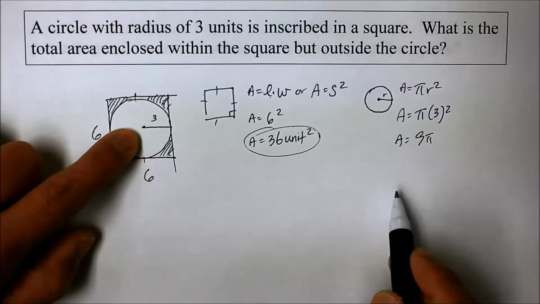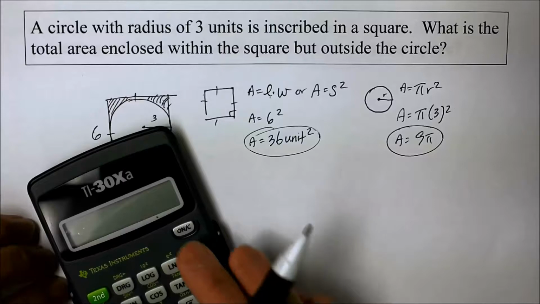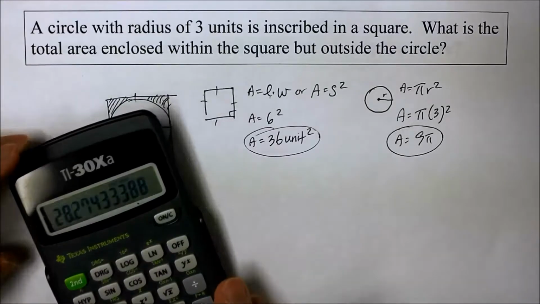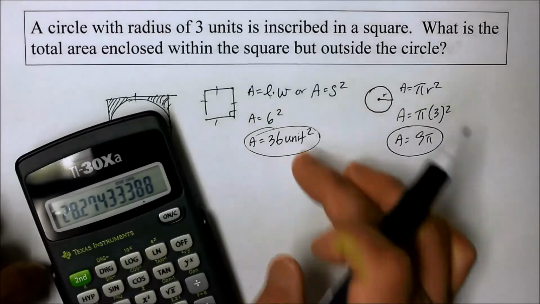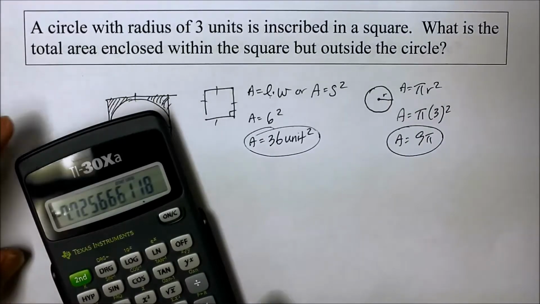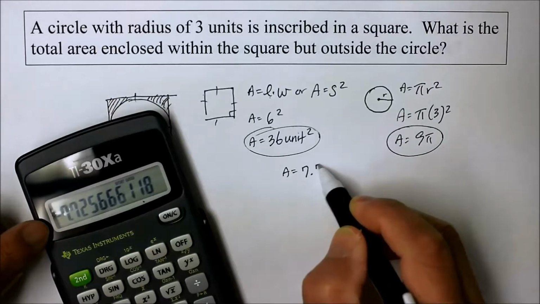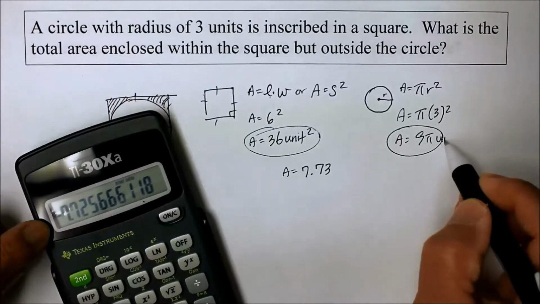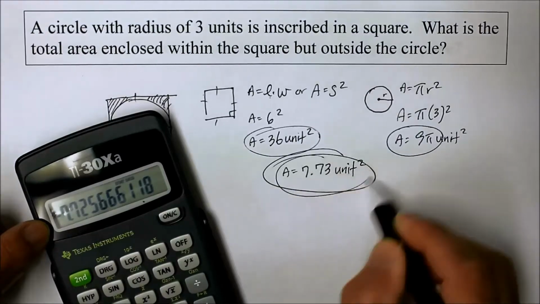Pi is 3.1415, something like that, so let's use a calculator, because I want to use all the decimal numbers. 9 times pi, which is 3.14159 something, is equal to 28.27. And we're going to take that away from the square, which is 36 square units. The difference is going to be 7.73 when rounded to 2 decimal places. That's in square units, by the way, so this is in square units as a final answer. So this was an easy one.